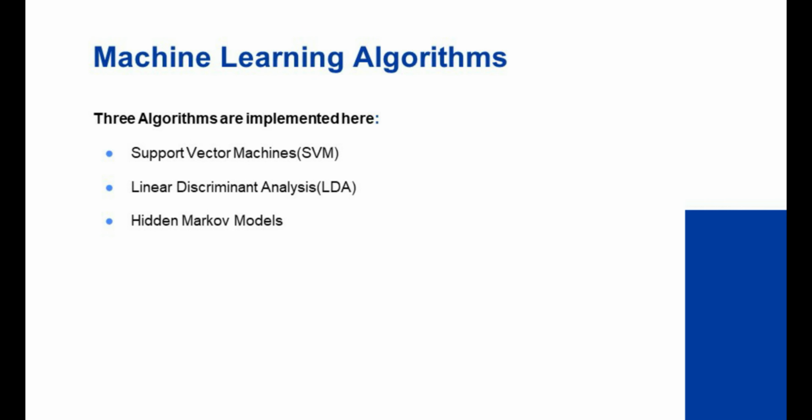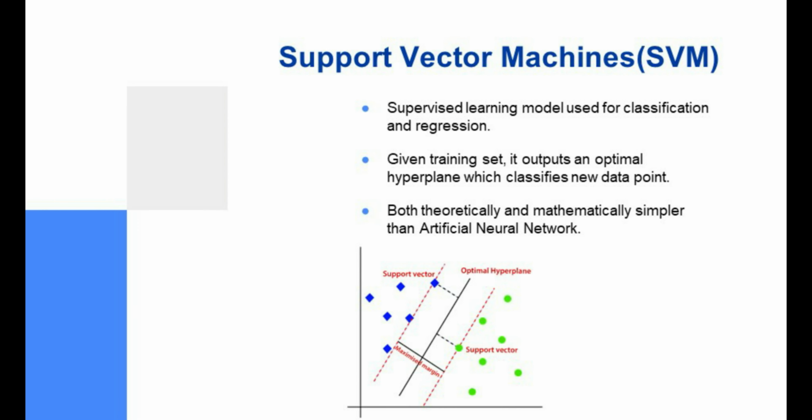Three algorithms implemented here are support vector machines, linear discriminant analysis, and hidden Markov models. A support vector machine is a supervised machine learning model that uses classification algorithms for two-group classification problems. After giving an SVM model sets of labeled training data for each category, we are able to categorize new text. The basics of support vector machines and how they work are best understood with a simple example.